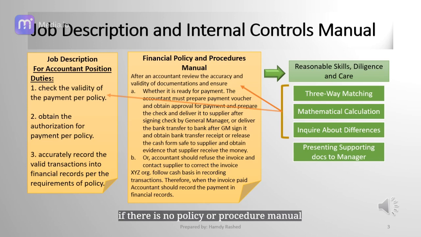If there is no policy or procedure manual to guide the accountant, what should he or she do? The accountant should take reasonable and consistent action on such issues and document the reason for taking such action.